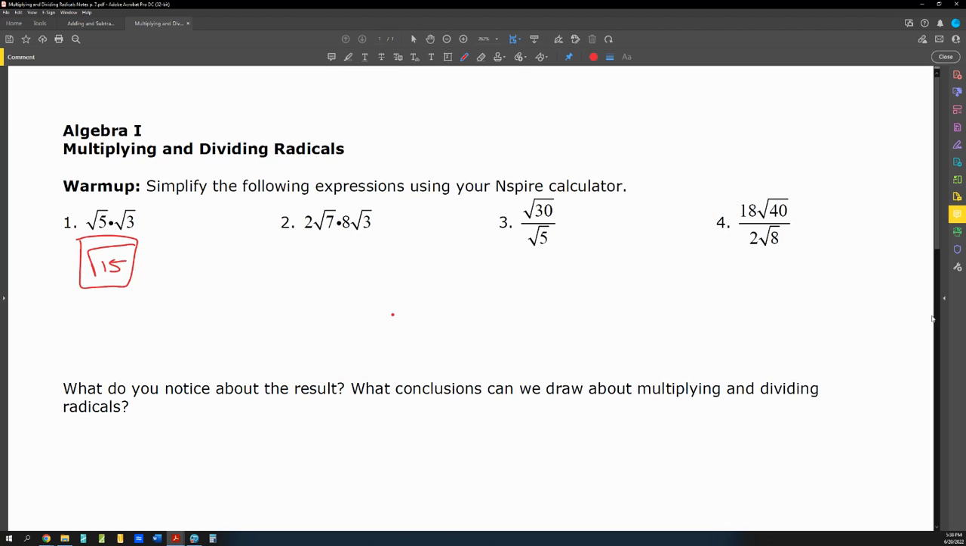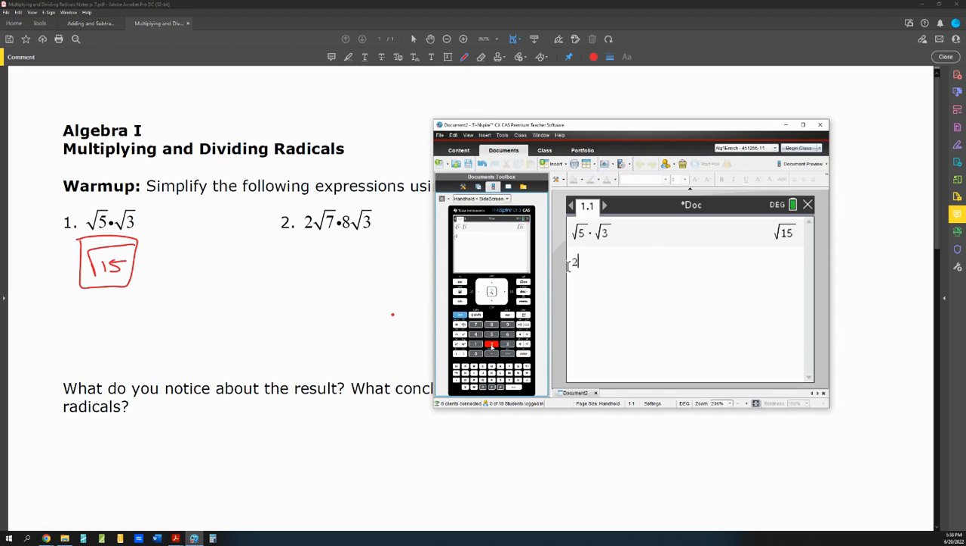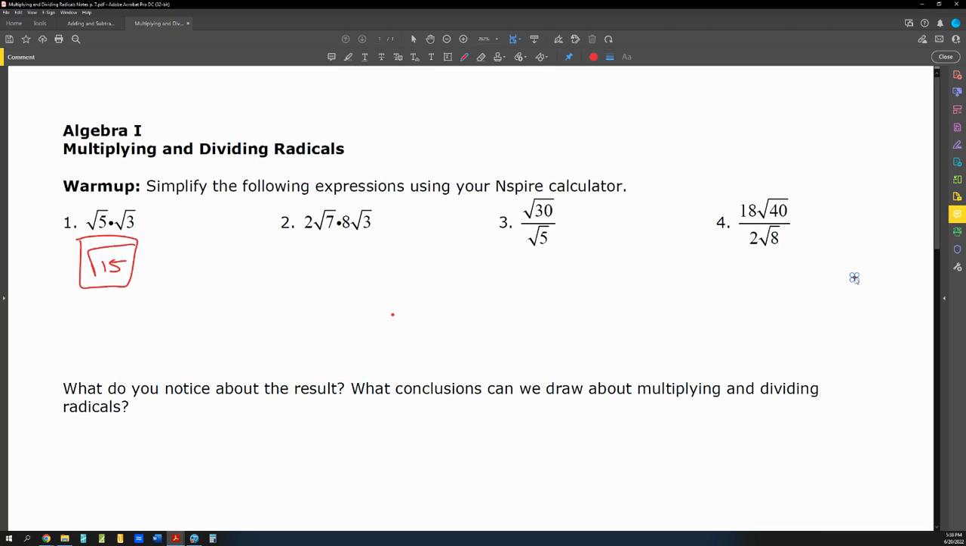For number 2, here we have 2 root 7 times 8 root 3. So back to the Inspire. We have 2 times the square root of 7, arrow key, times 8 times the square root of 3. And we have 16 times the square root of 21. So we have 16 root 21.